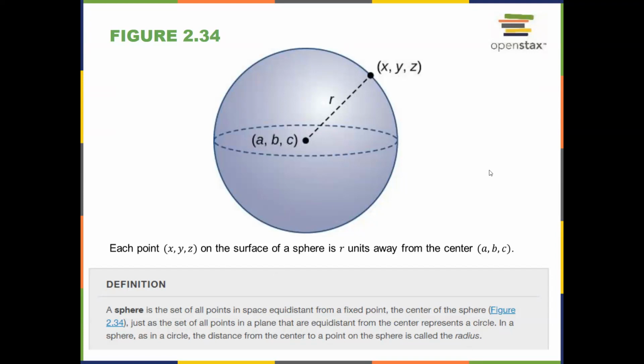All right, so a sphere is a set of all points in space equidistant from a fixed point, the center of the sphere, just as the set of all points in the plane equidistant from the center represents a circle. In a sphere, as in a circle, the distance from the center to a point is called a radius. So I super love that no matter how complex math gets, we still go back to the basics of things.